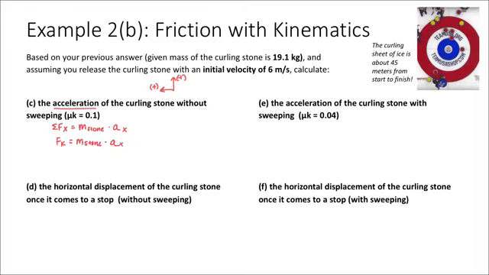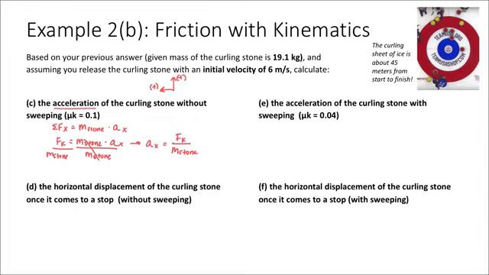So I'll say that the force of kinetic friction is equal to the mass of the stone times the acceleration in the x direction. If I were to solve for a, I would rearrange this by dividing both sides by the mass of the stone. That gives me that the acceleration in the x direction is the force of kinetic friction divided by the mass of the stone.